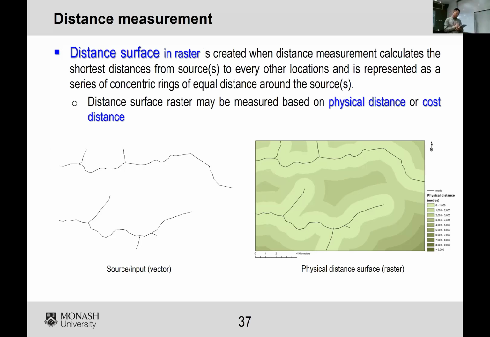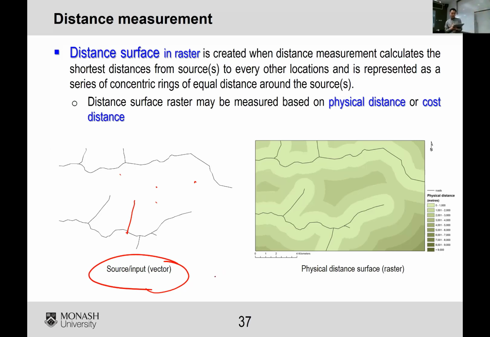So in this case, the source feature here is a line feature. The input, the source feature, can be raster or vector. Can be both raster and vector, but the distance surface we're producing is raster data. So in this case, our input is a road network represented by line features. And we're concerned about how to get to this road network from any given location on the map.